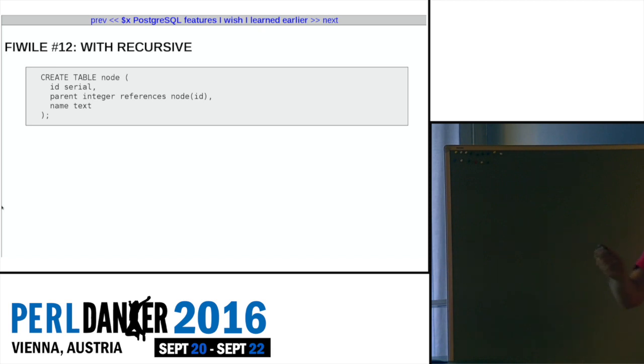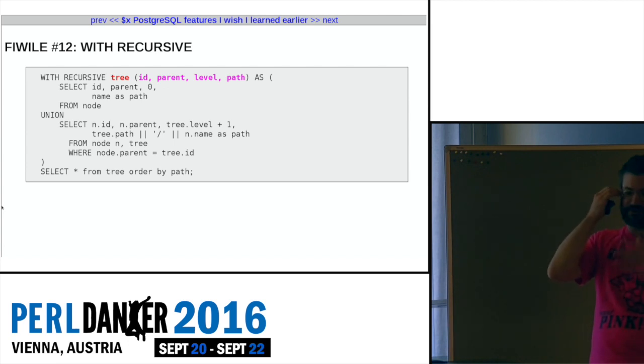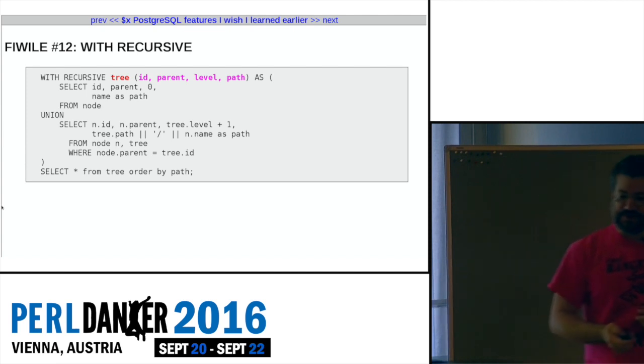So here's an example I put together yesterday, which is based on some real stuff, but it's a little bit simpler. So we have a node, which is an ID, it has a parent that references the same table, and it has some name. So what we actually want, we want the ID of the thing, we want the parent, we want the level, so how deep is it in the tree, and we want the path. What's the location of this node in this tree? So we want to get that.